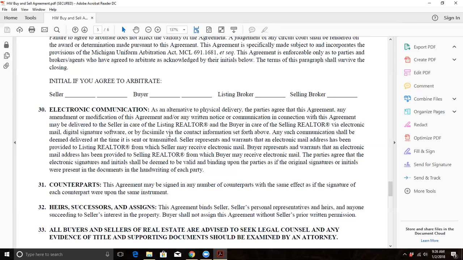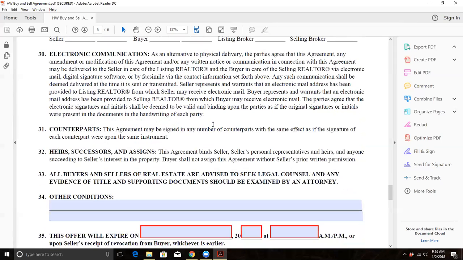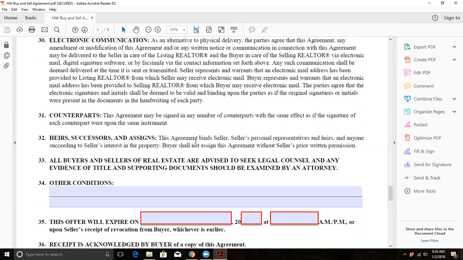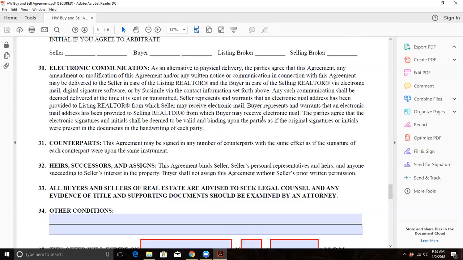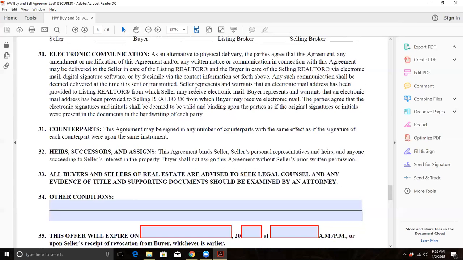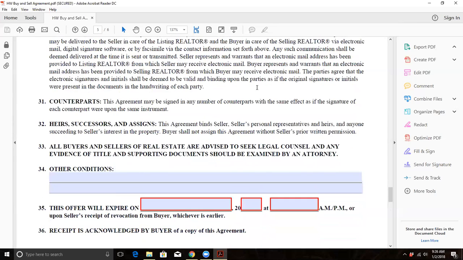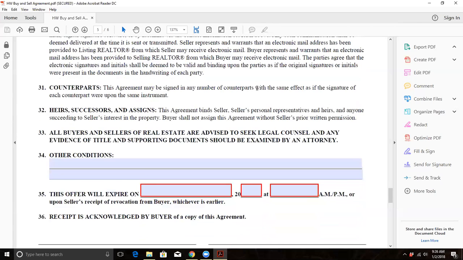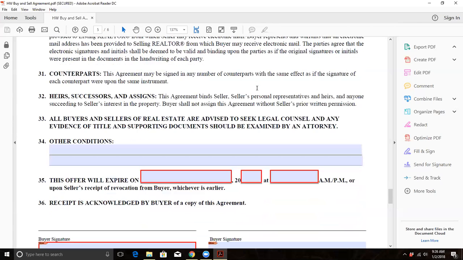Okay, electronic communication is very standard language, allowing us to email documents and use digital signature software. We actually did add that. It was interesting. Most of the contracts did not have language for electronic signature software. It said email that you can use or whatever. So we did want to make sure that electronic signatures were something that we could be doing legally as part of these contracts.